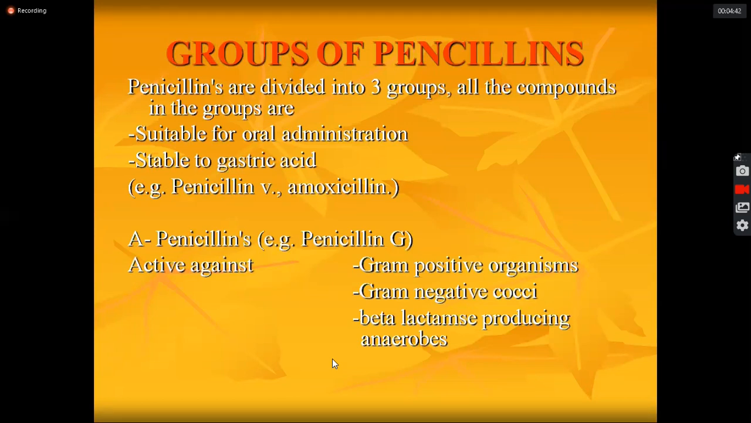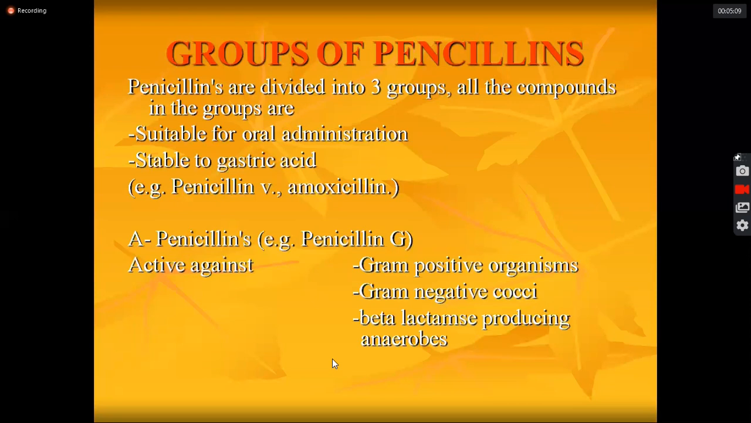Then penicillin V, which is phenoxymethyl penicillin, is stable in gastric acid and administered orally, used mainly in oropharyngeal infection. Then penicillin G, which is benzyl penicillin, has to be given parenterally because it is unstable in gastric acid.